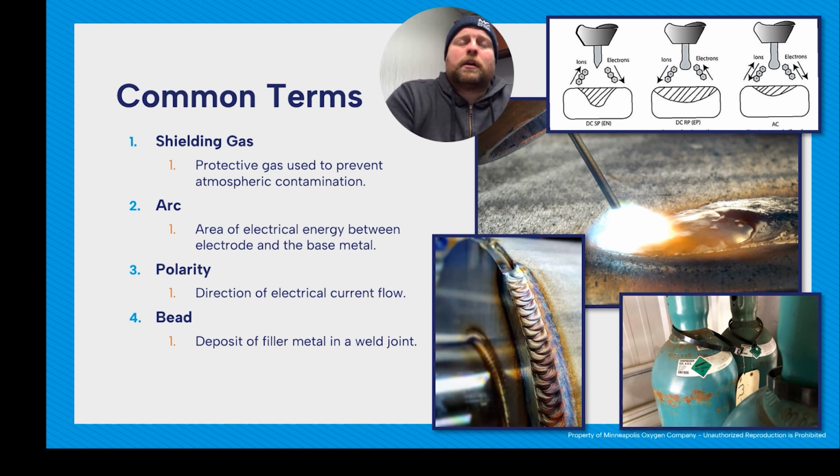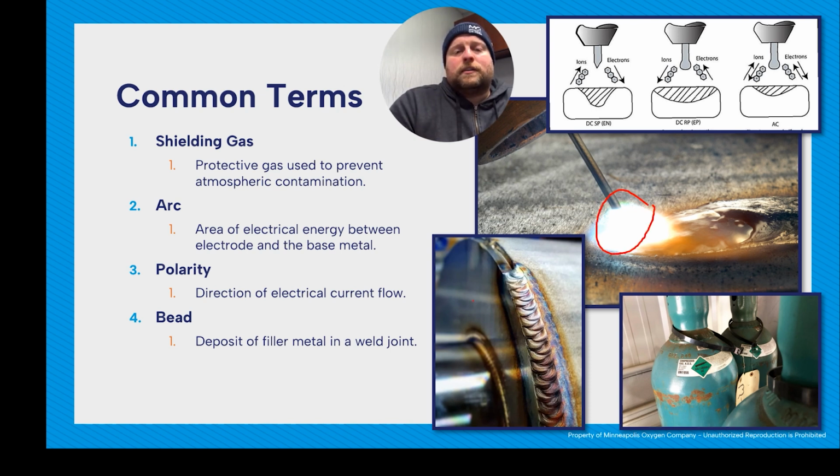Your arc, that's the area of electrical energy between the electrode and the base metal. Out of the 5 processes we talked about earlier, 4 of them are arc welding processes where you're using electricity to make your weld. If we look at this picture right here, this would be the arc right there.